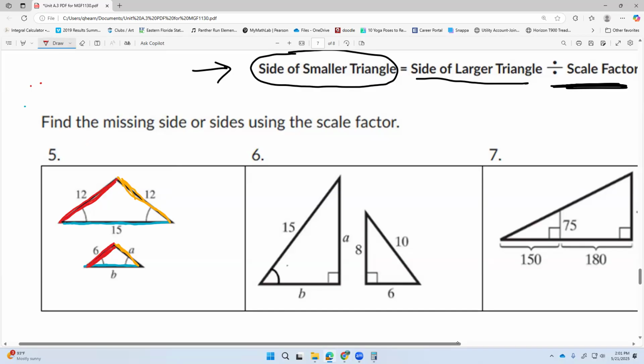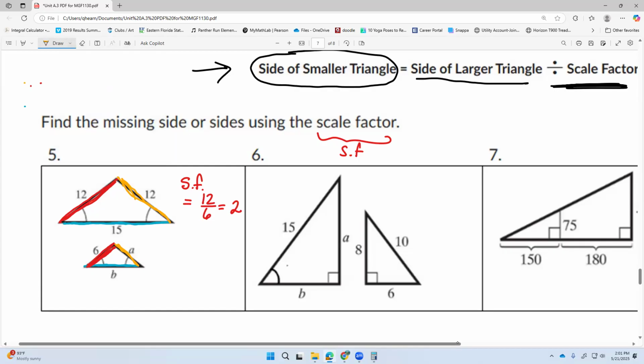So what do we do to find the scale factor, which I'm going to indicate SF for scale factor. The scale factor, we're going to take the larger of the two corresponding sides, 12. We're going to divide it by the smaller, so that would be 2. In other words, the bigger triangle is twice as big as the smaller triangle. Okay, now we're going to use that to find A.